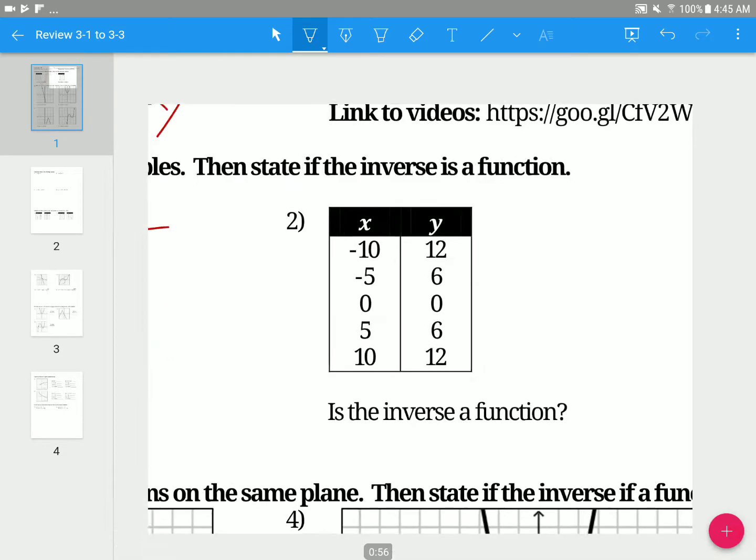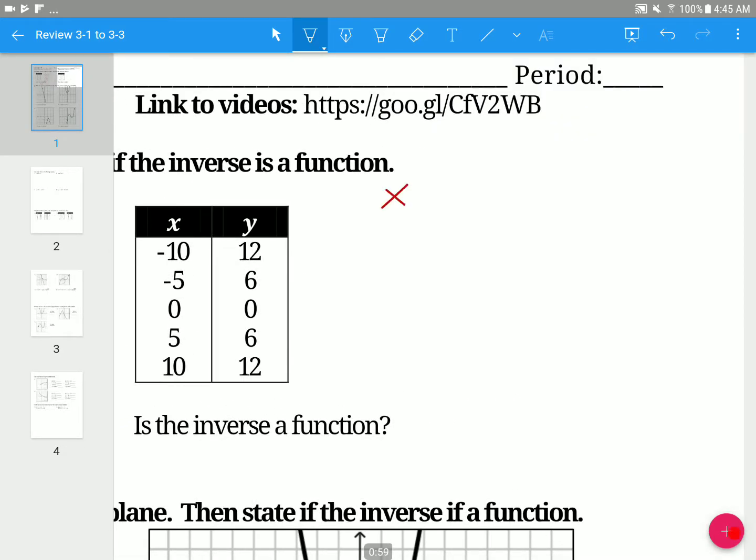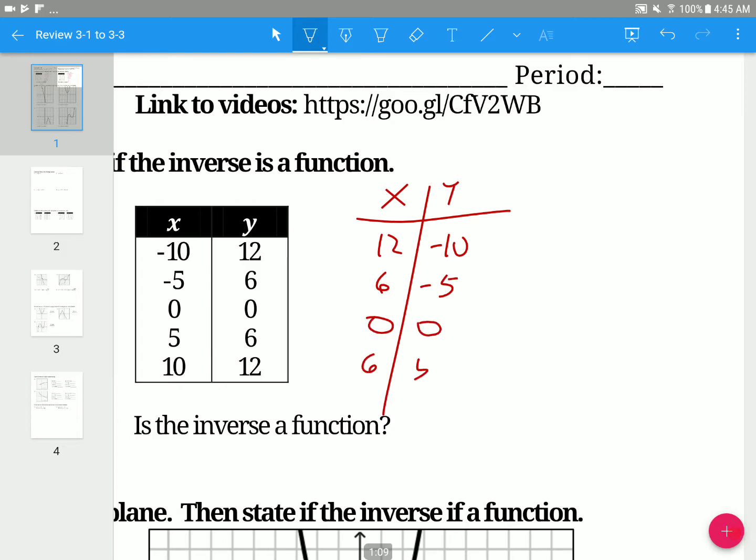Okay? Number two, same idea. State the inverse. So, x, y: 12, -10; 6, -5; 0, 0; 6, 5; and 12, 10. All right, so that's the inverse function. I just switched the x and y's, that's all I did. And then is this a function? The answer is no. You notice how there's two 12s? Well, there's two 12s, so there's two 6s. It's no longer a function, so there's that.